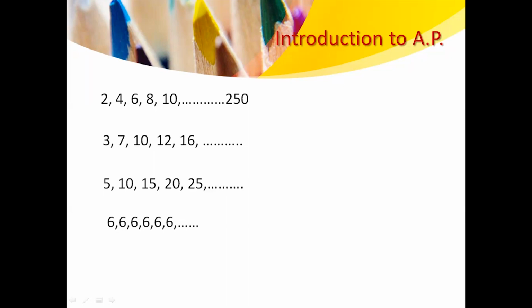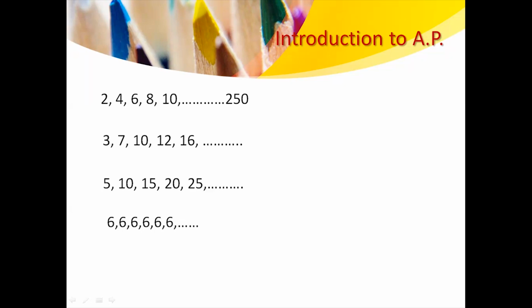Now what an AP is? Take the first sequence 2, 4, 6, 8, 10 and if I ask you to tell me the next number, you will immediately say it's 12. After that 14, 16, 18, 20 and so on. How are you able to tell me? What you are doing is, every time you are adding a fixed number 2 to the previous number and then you get the next number, right?